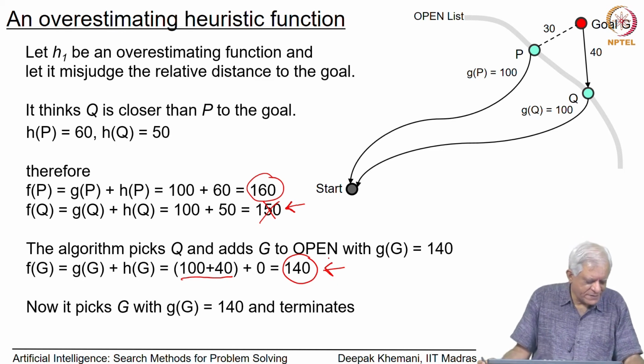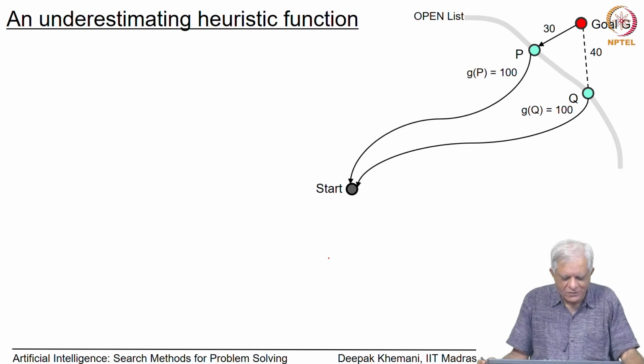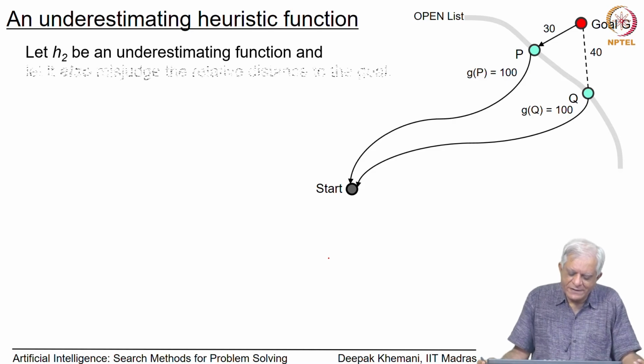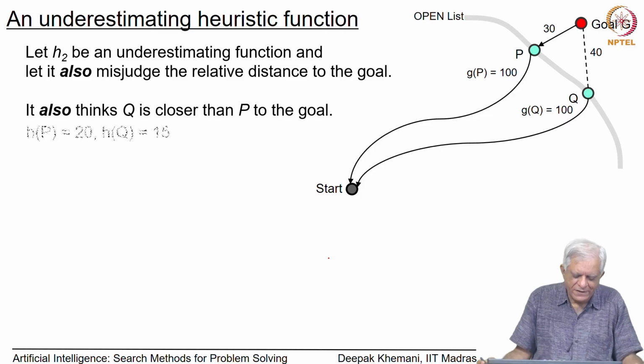What about an underestimating function? Let us investigate that now. We assume that there is another function, we will call it h2, that underestimates the distance to the goal, and for the sake of argument we will assume that this also misjudges the relative distance to the goal.